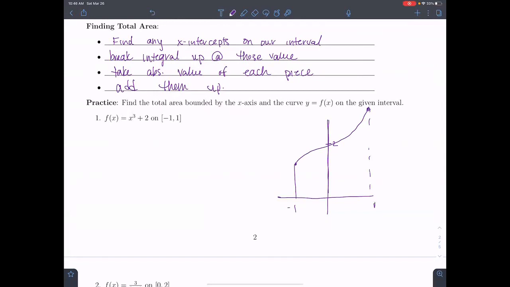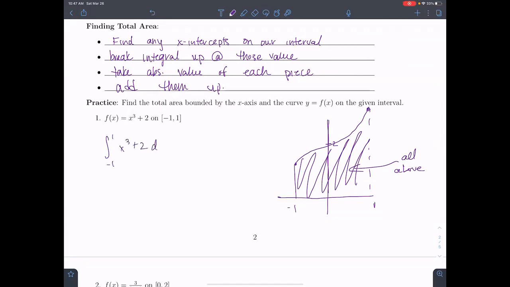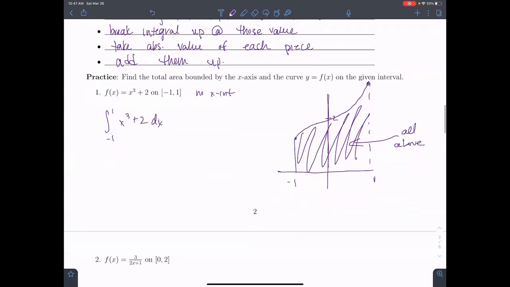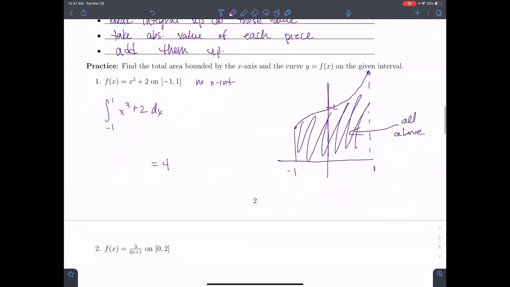And this is 1. So to find this area, we'll notice that it's all above the x-axis. So we don't need to break this up. There are no x-intercepts. So we're going to do the integral from -1 to 1 of x cubed plus 2 dx. Straightforward, no x-intercepts. So this is just like section 6.3. You're going to evaluate that integral. You should get 4. If you do not, let me know.